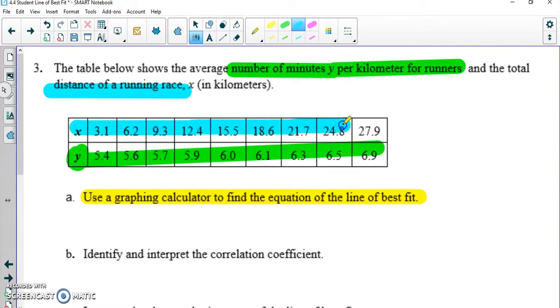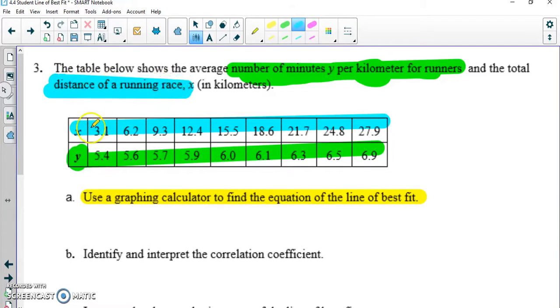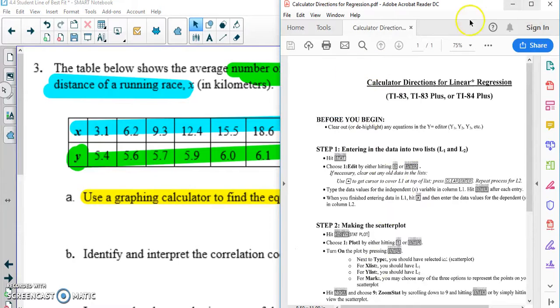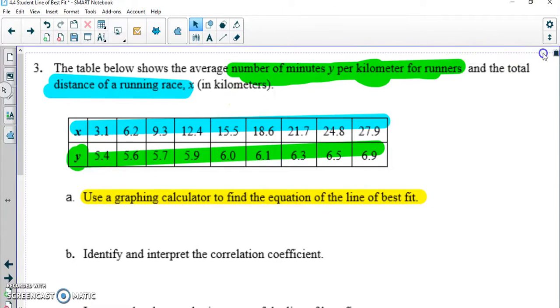So we have the number of minutes per kilometer in green, like their pace based on the distance of the race. So that's our data set. If we're going to use our calculator, of course, I'm just following the directions that we were given in class. So the first thing we would need to do is to start to enter our data.